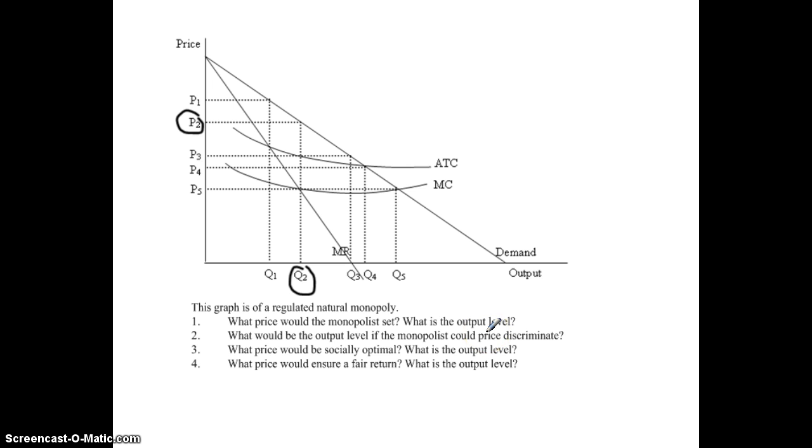If the monopolist could price discriminate, remember that they're going to keep dropping the price along the demand curve until they hit marginal cost. So if the monopolist could price discriminate, they would set a price of P5. The socially optimal price is also P5 with an output level of Q5. And a fair return price is this price, P4, with an output level of Q4.